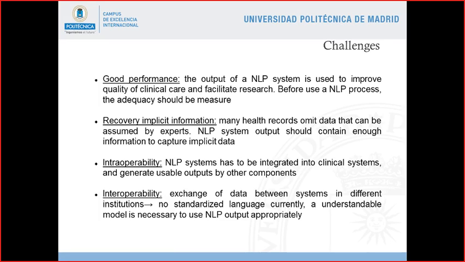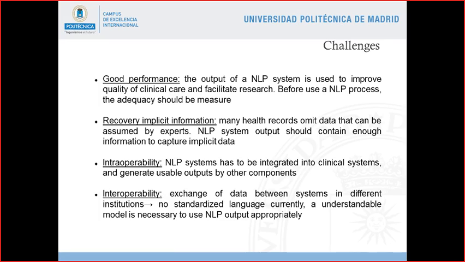So the system is used to improve the quality of clinical care and facilitate research. Before using or developing an NLP process, you have to measure the adequacy of using this process for the task. You have to recover implicit information. In many health records, you have implicit information that is inferred or assumed by other clinicians. But your NLP systems should recover as much information as possible in order to capture this implicit information.